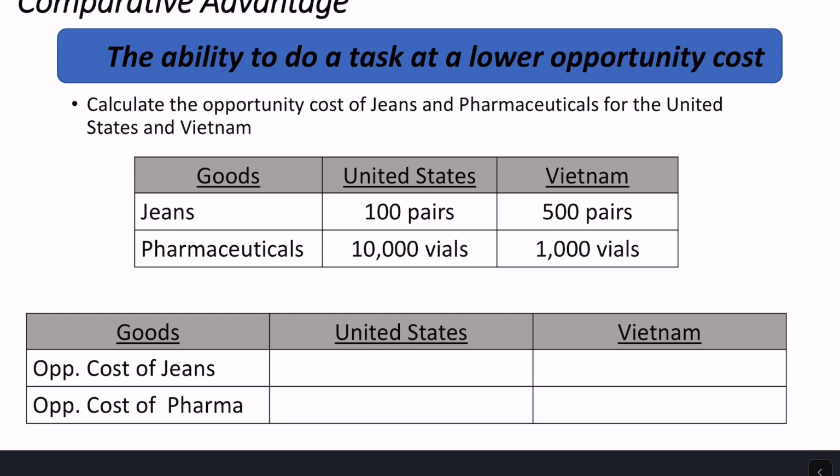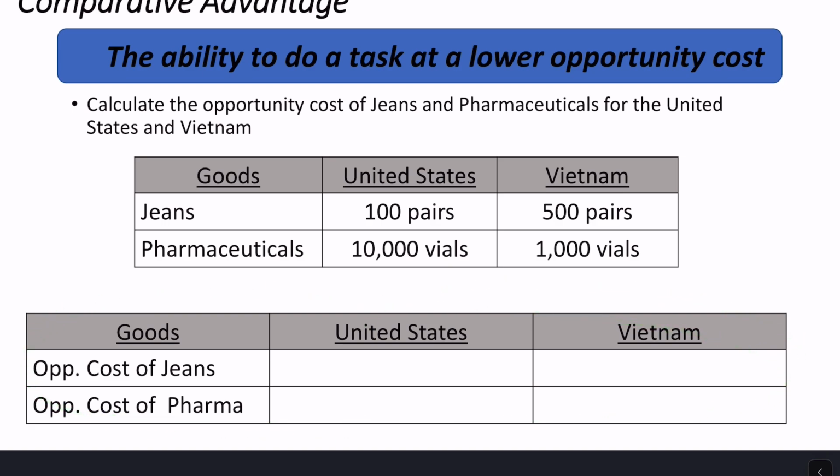We're starting with our two countries and the information about how much one worker can produce in each of these countries. One worker can produce 100 pairs of genes in the US or 10,000 vials of pharmaceuticals. In Vietnam, one worker can produce 500 pairs of genes or 1,000 vials of pharmaceuticals. Down here, we're going to start filling in the opportunity costs for each of these products in both countries.